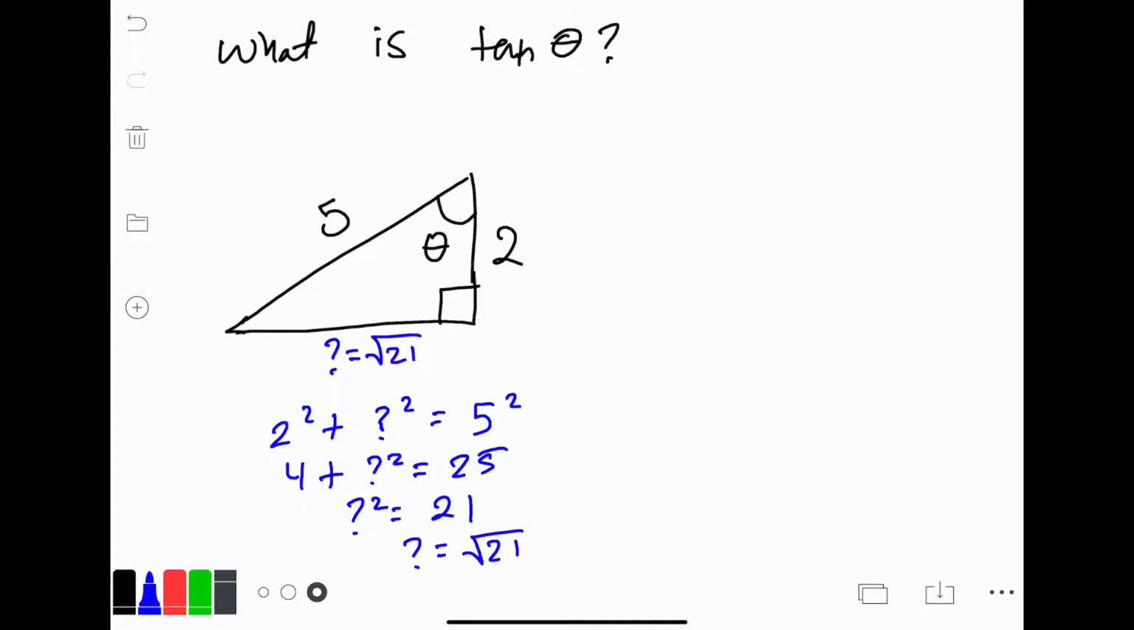And now we know the opposite side. So tangent theta is opposite over adjacent. And there you go. That is the solution to this problem.